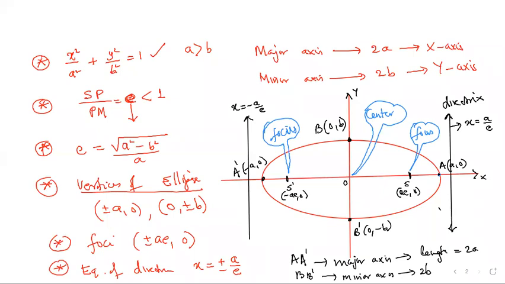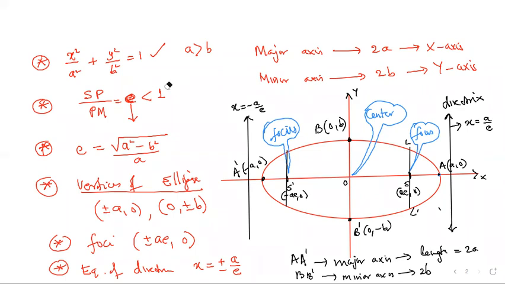Now latus rectum. Do you remember what is latus rectum? If you draw a chord passing through the focus, this chord is called what? Latus rectum. L L dash is called the latus rectum.